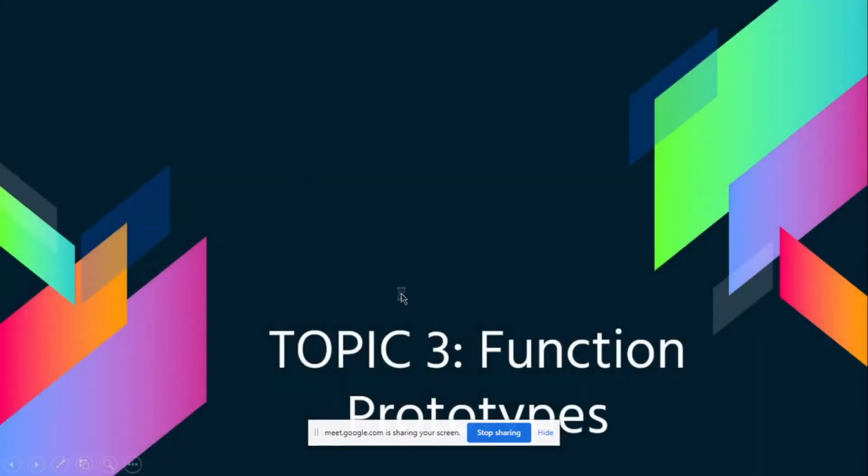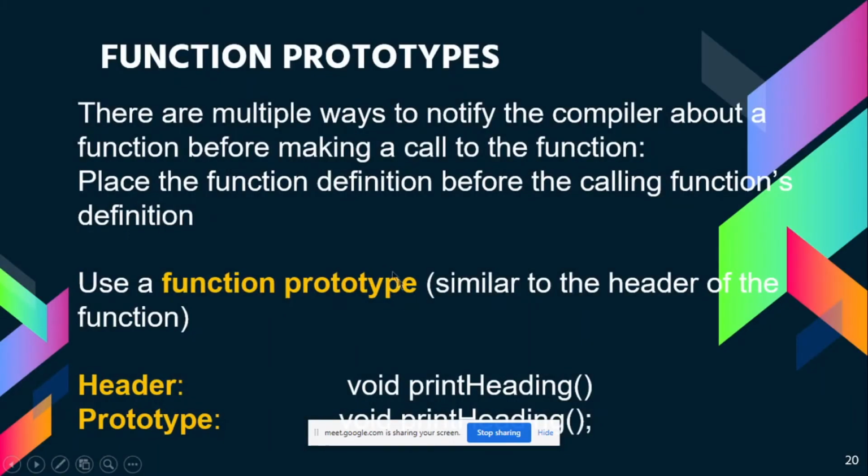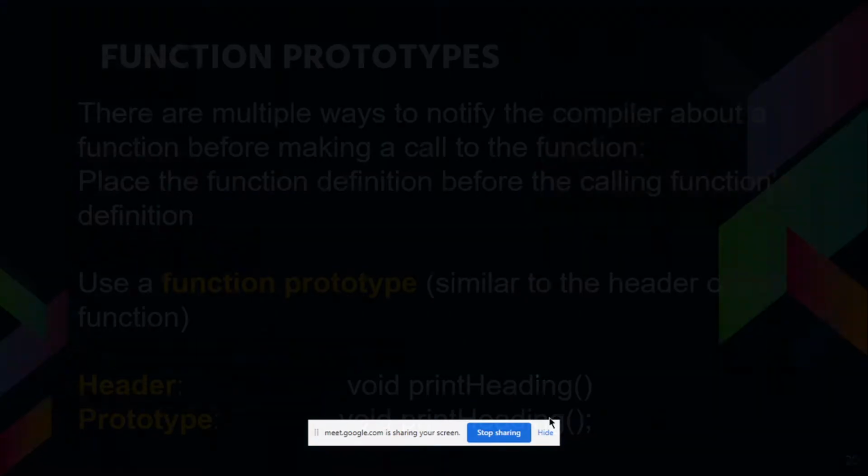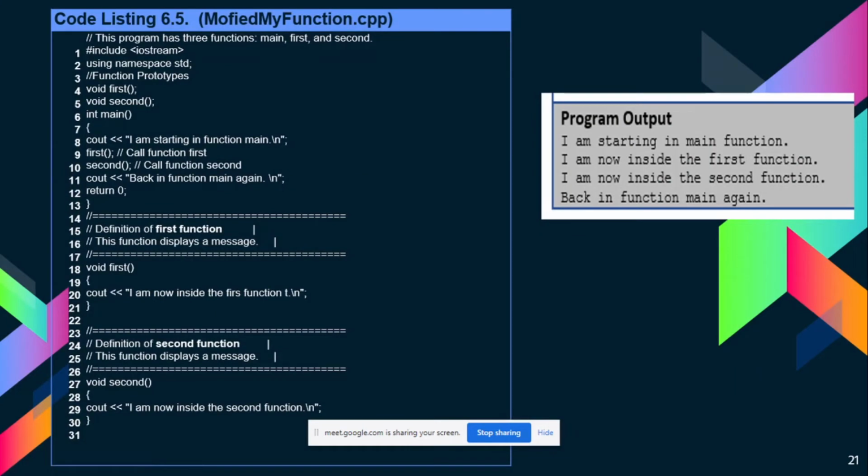So, kaya meron tayong tinatawag na function prototype. So, similar to the header of the function. Yan. So, pero ganito siya. Void print heading. Pag header, walang semicolon. Pag prototype and function call, merong semicolon. Yan. So, start tayo. Paano ba yun? Yung function prototype.